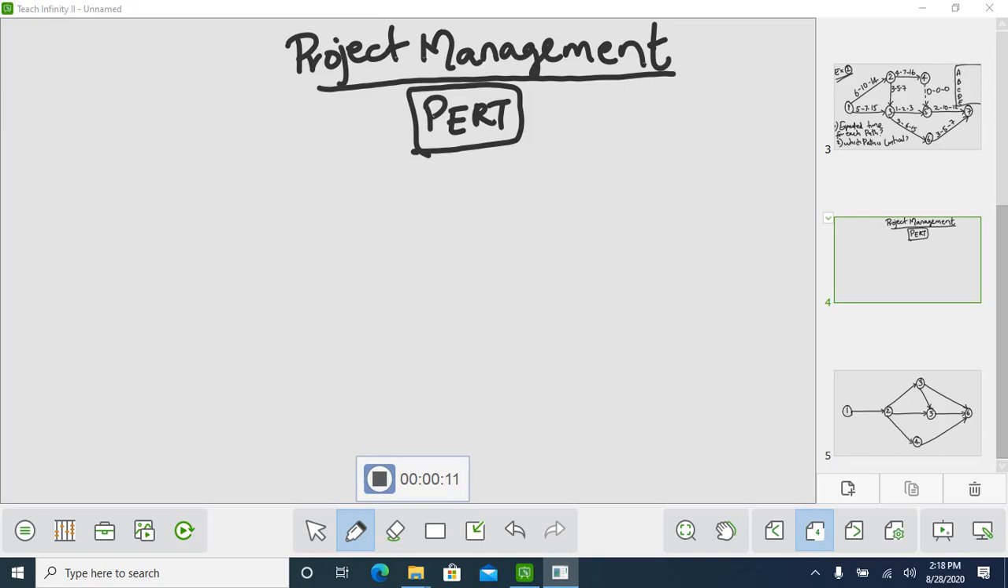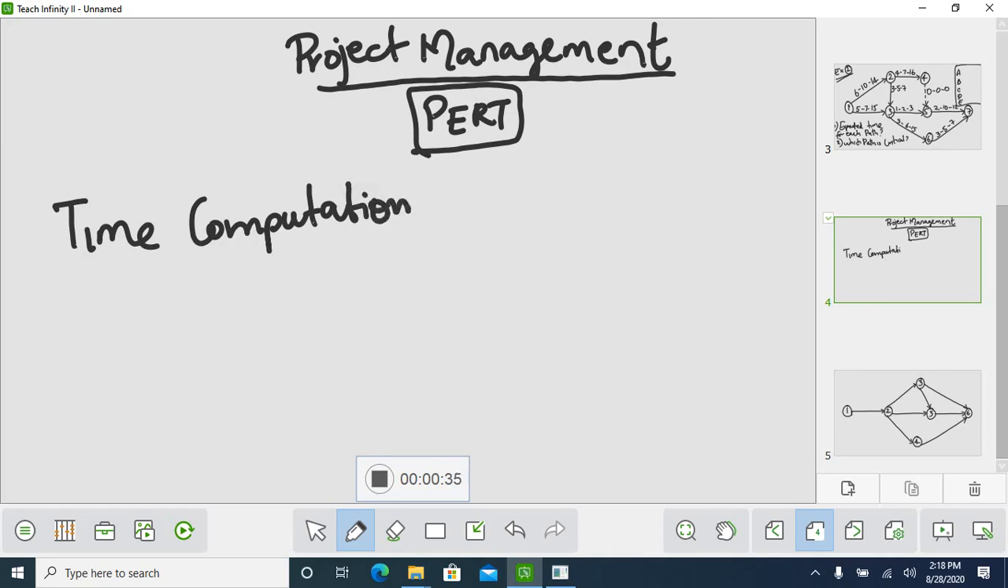Today we are going to see about PERT. Last class we already saw PERT time estimate. Today we are going to see about PERT time computation. In this PERT time computation we have to see two time estimates, that is earliest expected time.